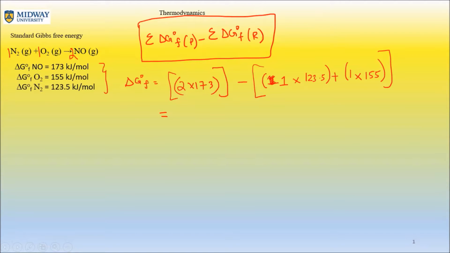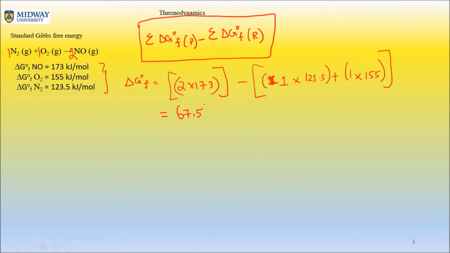I mean, I don't really see how this is even difficult by any extent. Answer minus 123.5 plus 155. So it's 67.5. Do you think this is exothermic or endothermic?